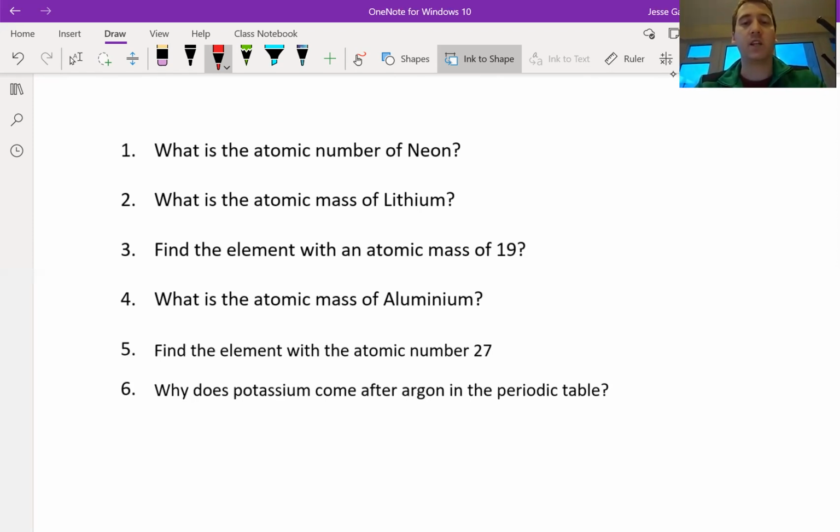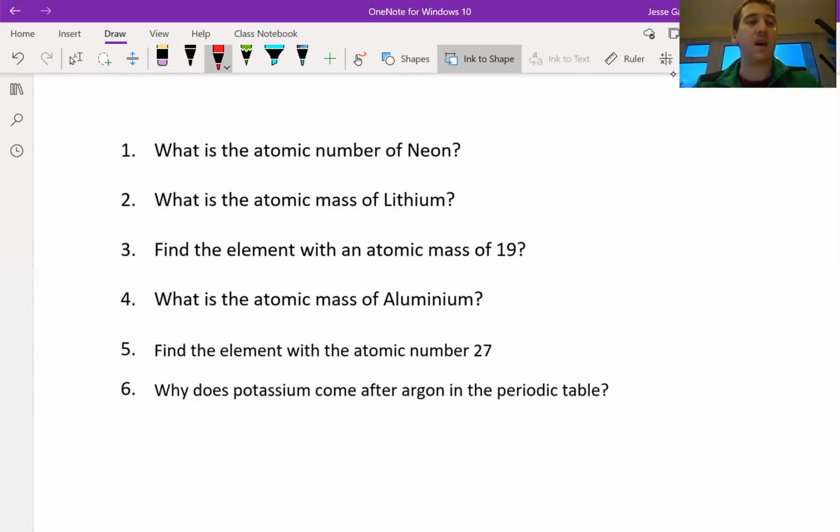Find an element with the atomic mass of 19. So this was a little bit more challenging. I give you the atomic mass. You have to find the element with atomic mass of 19. So you should have said atomic mass of 19. The element is fluorine. Well done if you got that right, fluorine.